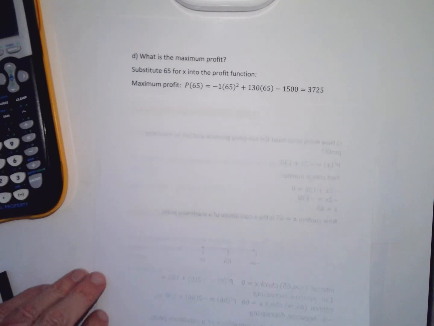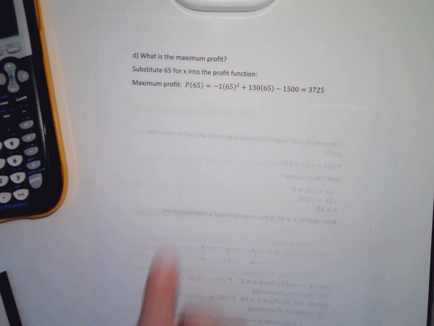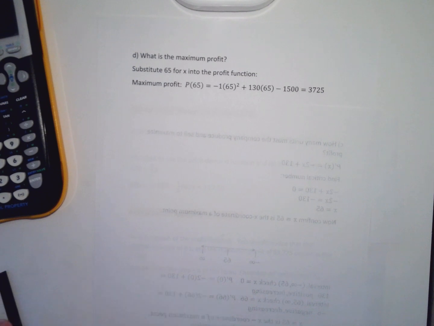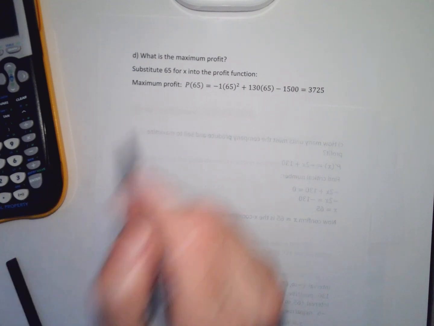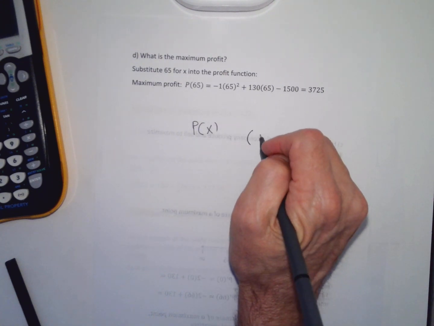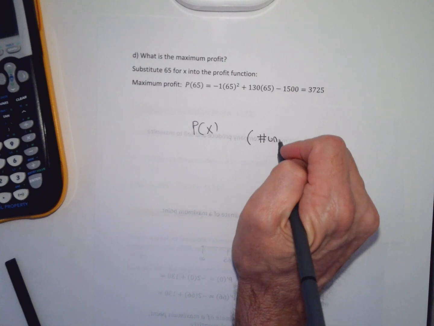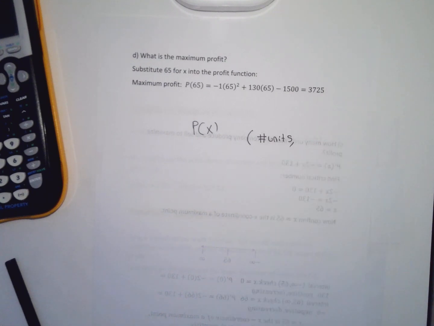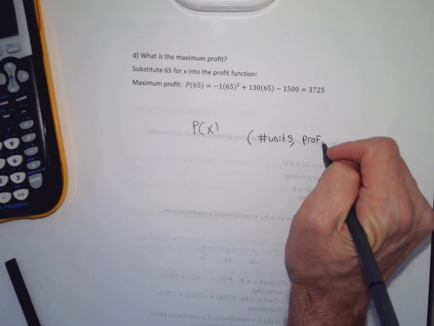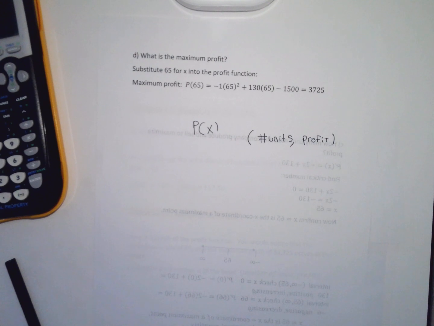Now let me figure out what the maximum profit is. How do I figure out what the maximum profit is? Well, I use my profit function and plug 65 in for x, because this is just the x-coordinate of the maximum point. To get the y-coordinate of the maximum point, I plug the number into my profit function. On my profit function, the x's are the number of units, and that's what I've just found right now. I found the x-coordinate of a maximum point, and that's going to be the number of units. In this case, it's 65 units. And the y's are going to be the profits that are earned by selling that many units.